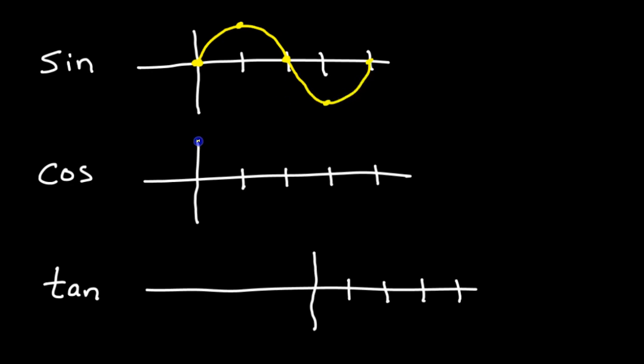Okay, on the other hand, the cosine function starts off at its highest value, falls to the midline, goes to its low value, back to the midline, and its highest value again. So your basic cosine function looks like this.